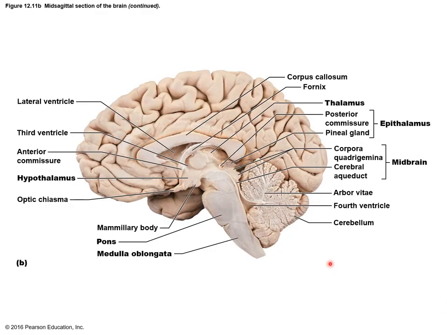So once again, here is your thalamus up here, and the hypothalamus. When I was talking about the pituitary gland, it's down here, and then the pineal gland is this little itty bitty thing right back here underneath the thalamus.